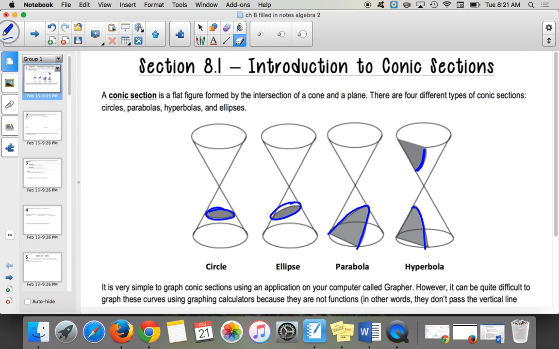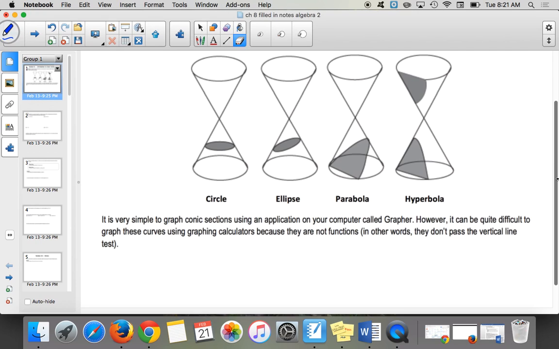All right, so it says it's very simple to graph conic sections using an application on the computer called Grapher. So all of you guys have something on your computer called Grapher. However, it can be kind of difficult to graph these curves using graphing calculators, because if you remember when you guys use graphing calculators and you hit the y equals button, everything says y equals, right? Well, these aren't necessarily functions, so sometimes when you solve for y, you have that plus or minus thing going on. So you actually have to input two functions. So I'll show you what I mean by that.